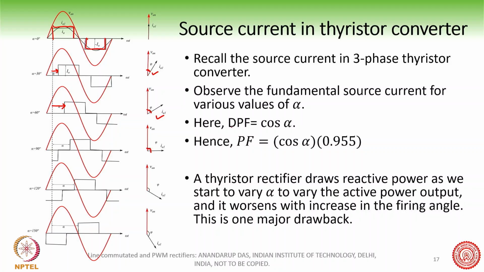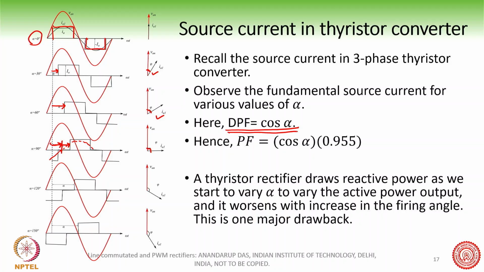So this alpha is shifting here, right? Here the dPF is equal to cos alpha, because this is the angle. Here is the fundamental component. So we see that the dPF is equal to cos of alpha. Here alpha is equal to 0 degree, and this is the alpha actually. So here the dPF will be equal to cos alpha.